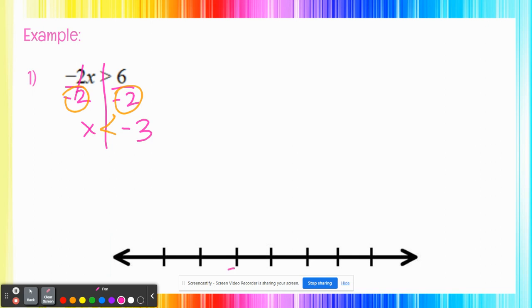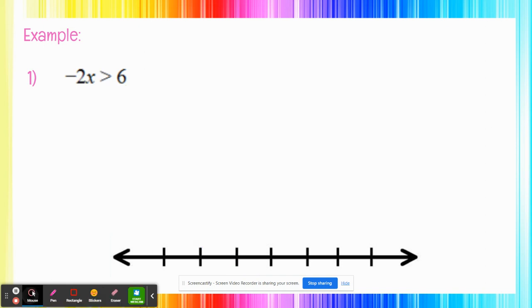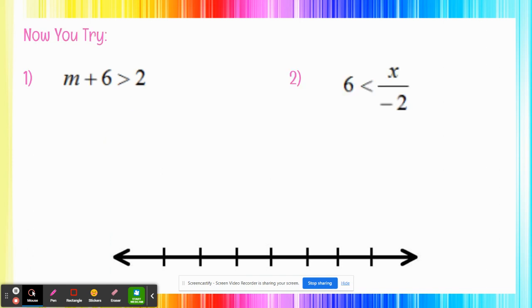So we have x less than -3. This is an open dot, and it is going to the left because that inequality is pointing to the left. And anytime your variable is on the left side, it is pointing in the direction of the arrow. Okay, so let's try another one.